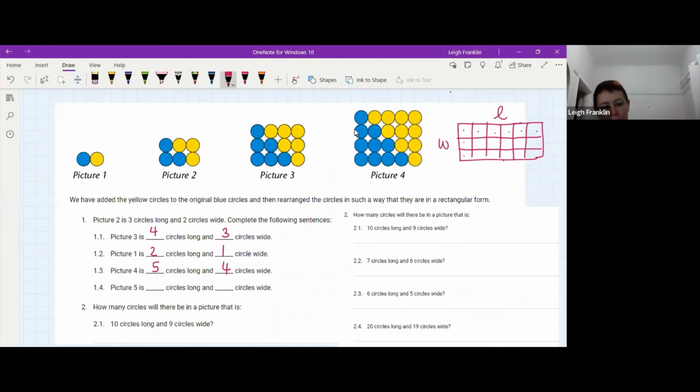Now, Boypelo, you wanted to do 1.4. Go for it. Ma'am, it's 6 long and then 5 wide. And how did you know that? Ma'am, I added another row of circles. Okay. I mean, in terms of circles at the bottom. So now in picture number 1, you had 1 blue one. In picture number 2, you had 2 blue. You had 3 blue ones. Okay, so how many blue circles would you have in picture 5?